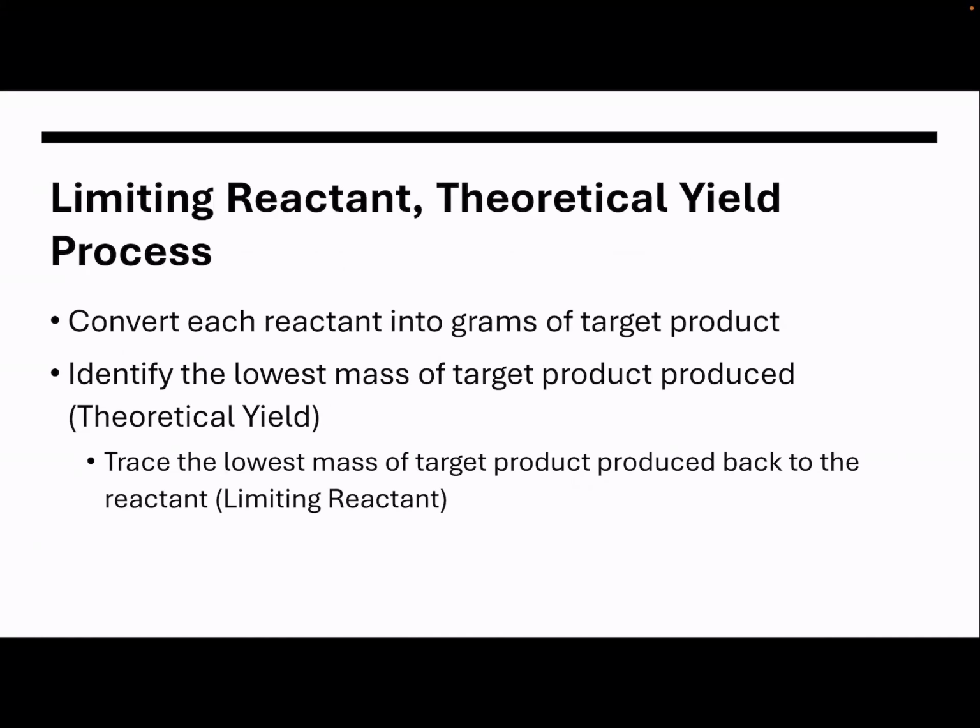Okay, so limiting reactant problems. What is the process for performing the calculations? There are a couple of different ways that you can do this, but the one that I find the easiest is we're going to convert each reactant into grams of the target product. In other words, we're going to perform the exact same calculation we just performed, but we're going to perform it for reactant A to that product, and we're going to perform it for reactant B to that product. Once we do so, we're going to identify the lowest mass of target product produced. That is going to be your theoretical yield.